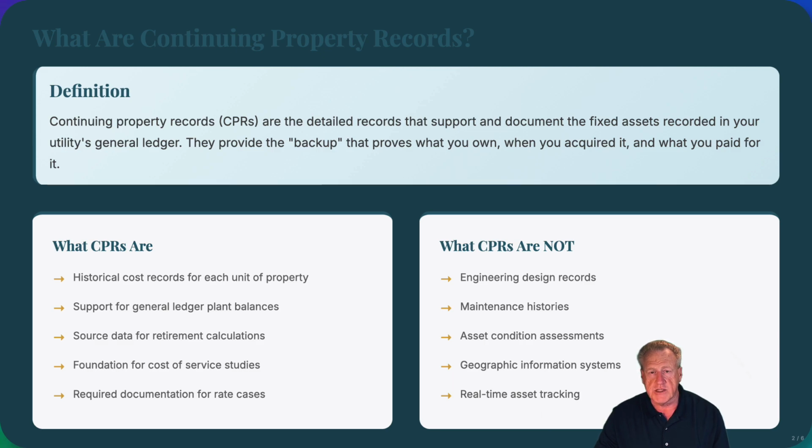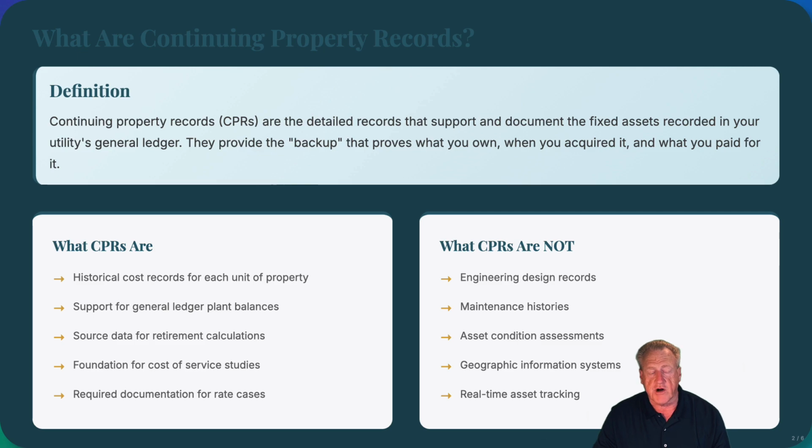So if I summed up the total of your poles that you have in account 364 in the CPRs, in theory, they should equal your general ledger. Not always the case, but in theory, that's what should happen. They are also the source data for retirement calculations. So if you retire a pole that was placed in service in the year 2000, you look back at the record for the year 2000, that's the cost that you retire your assets at. So fixed assets are retired at historical cost.